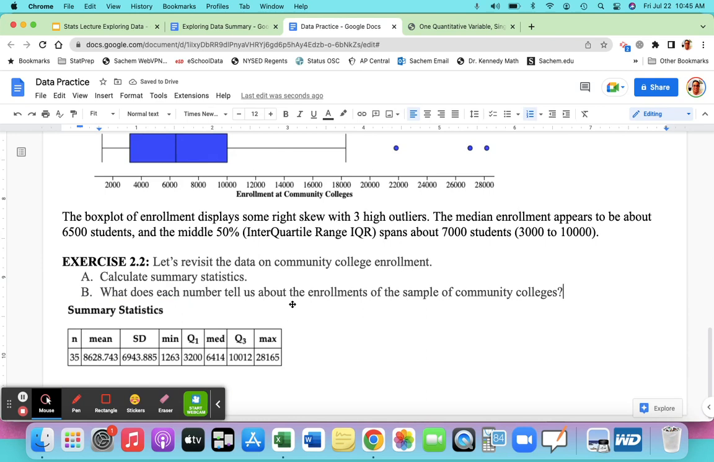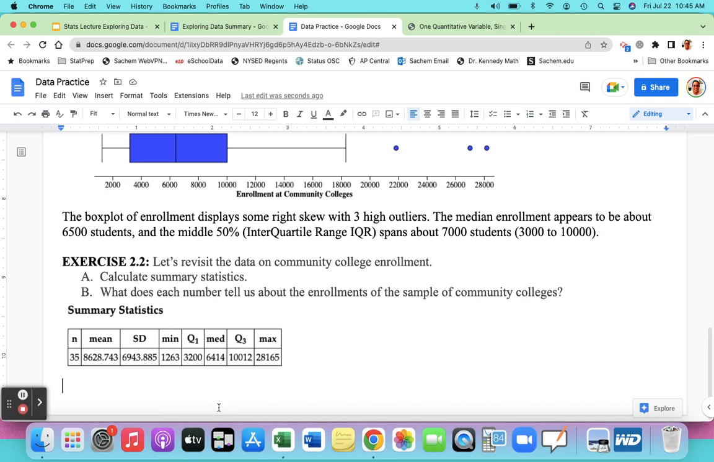What does each number tell you about the enrollment in the college? Okay, so let's start typing down here. n is the sample size. That doesn't really tell us anything, but I'll write it anyway. n, a lowercase n. n equals 35 tells us there are 35 community colleges in the sample.